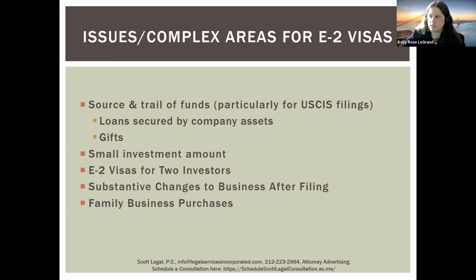Substantive changes to the business after filing. This can take a couple of forms. One is a change in ownership structure. Always just be sure for the E-2 that the company is at least 50% owned by treaty country nationals. If it's not, then it will no longer qualify as an E-2 company at the time the ownership changes. Even if you have a valid visa, if the ownership drops below 50%, your visa is technically no longer valid because your company doesn't meet the requirements.